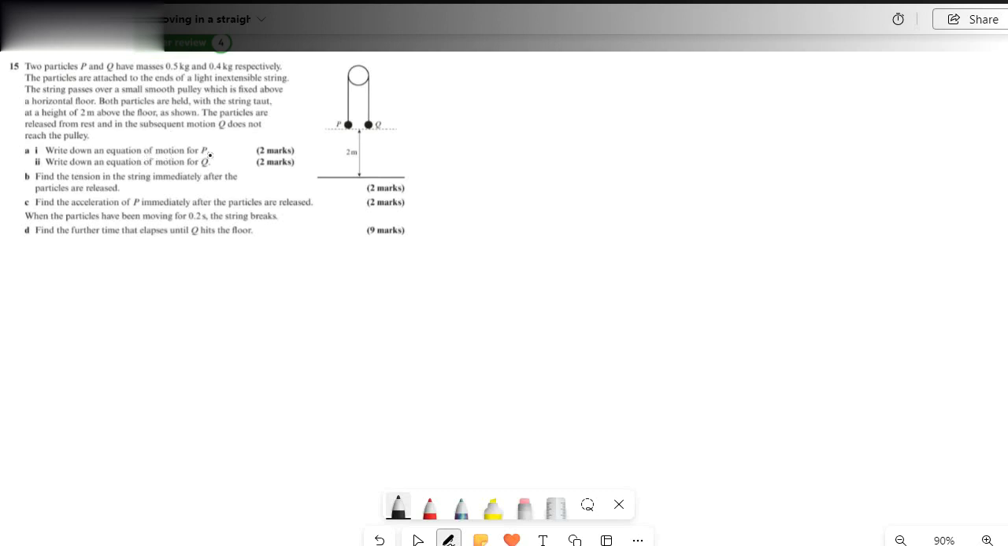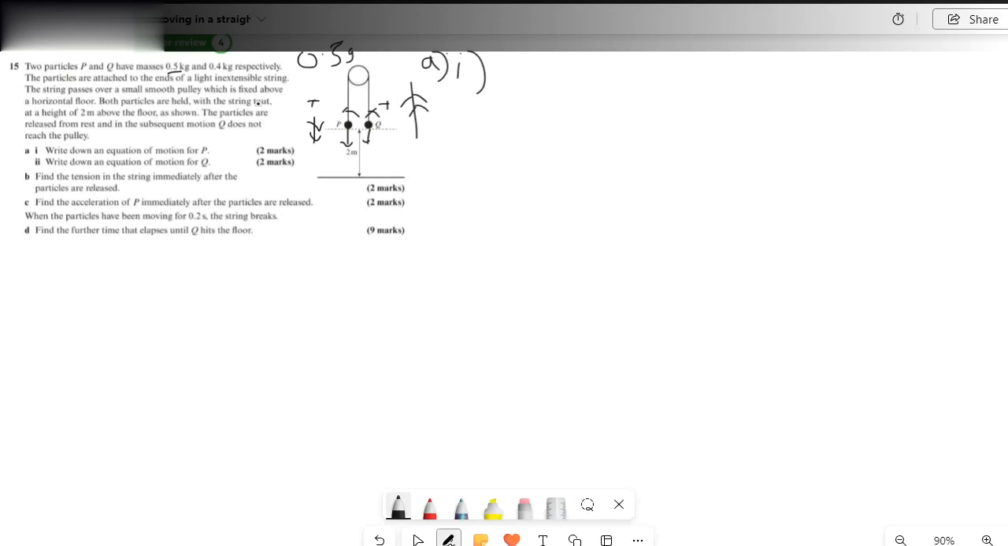Write down an equation of motion for P. So in A1, first we have to say that because P has a greater mass, the acceleration will be downwards for the left side and upwards for the right hand side, because the overall force of the weight of P, which is 0.5g, is more dominant than 0.4g. So here will be the force and this will be the tension.